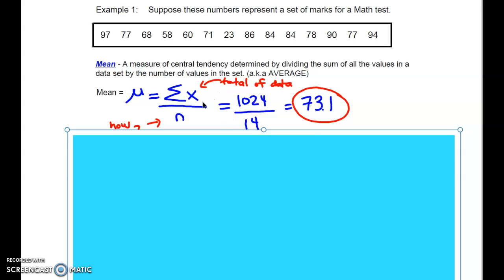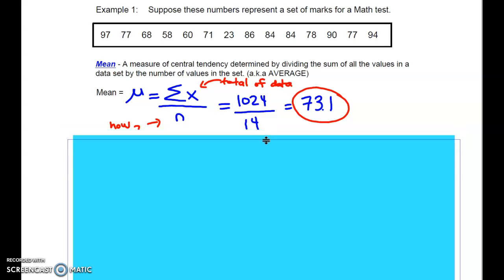Okay, so you need to write this out, and when you add all of this up, hopefully you get 1024, and then how many numbers there are: 14. So now you have to divide. You do 1024 divided by 14, and in your calculator you should get 73.1.